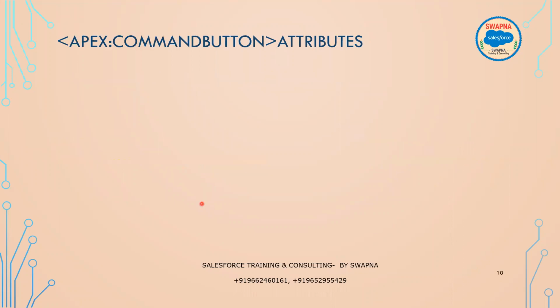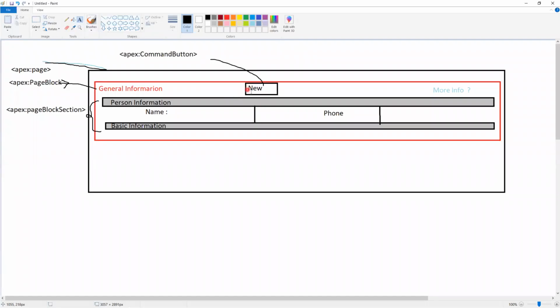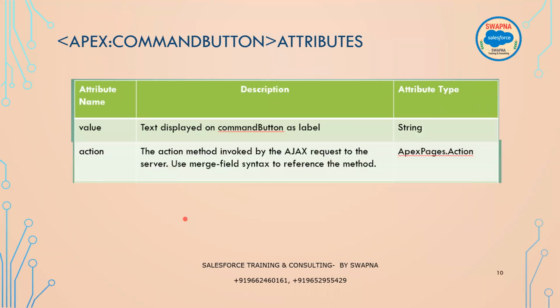Now there are attributes in the command button. The first one is value. Value is the text that needs to be displayed on the button. Do you want to display New text, or do you want to display Save text here? What text needs to be displayed is decided by the value. Value gives you the information on what data needs to be displayed on the button. And the next one is called action.